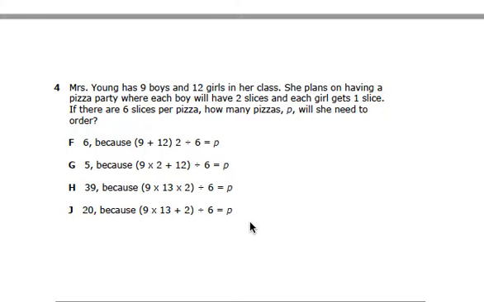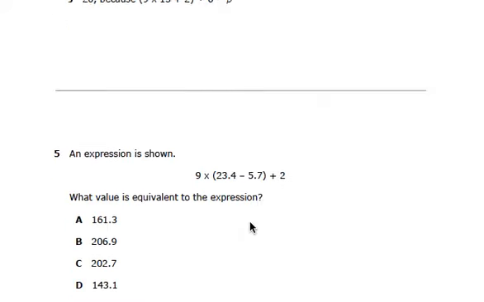F, 6, because 9 plus 12, 2 divided by 6 equals P. G, 5, because 9 times 2 plus 12 minus 6 equals P. H, 39, because 9 times 13 times 2 divided by 6 equals P. J, 20, because 9 times 13 plus 2 divided by 6 equals P.